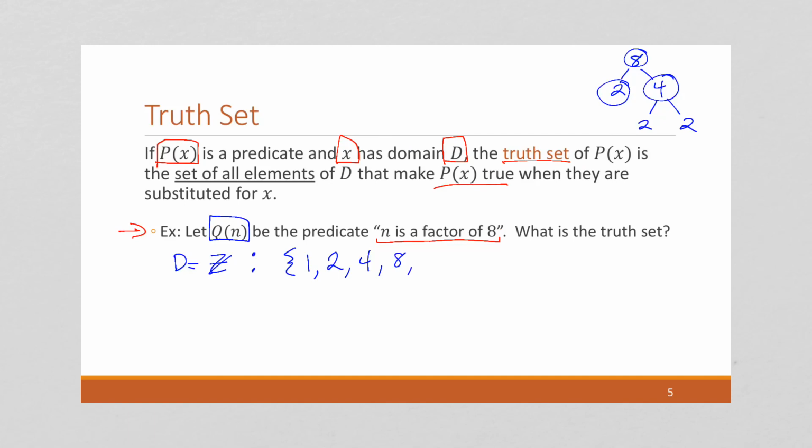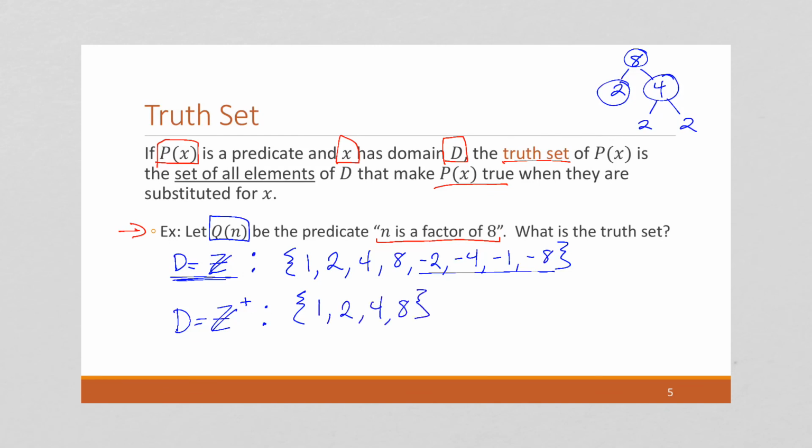But we also can do negative values. So -2 and -4 give 8. And -1 and -8 give 8. So the truth set for Q of n when our domain is the integers is this set 1, 2, 4, 8, negative 2, negative 4, negative 1, negative 8. If we change the domain, that's going to be different. So for example, if we make the domain just the positive integers, so that's what that little plus sign means, we're just looking at the positive integers. Then we can ignore those negative values, and it's just going to be 1, 2, 4, and 8 are going to be the factors of 8, and thus be the truth set for Q of n.